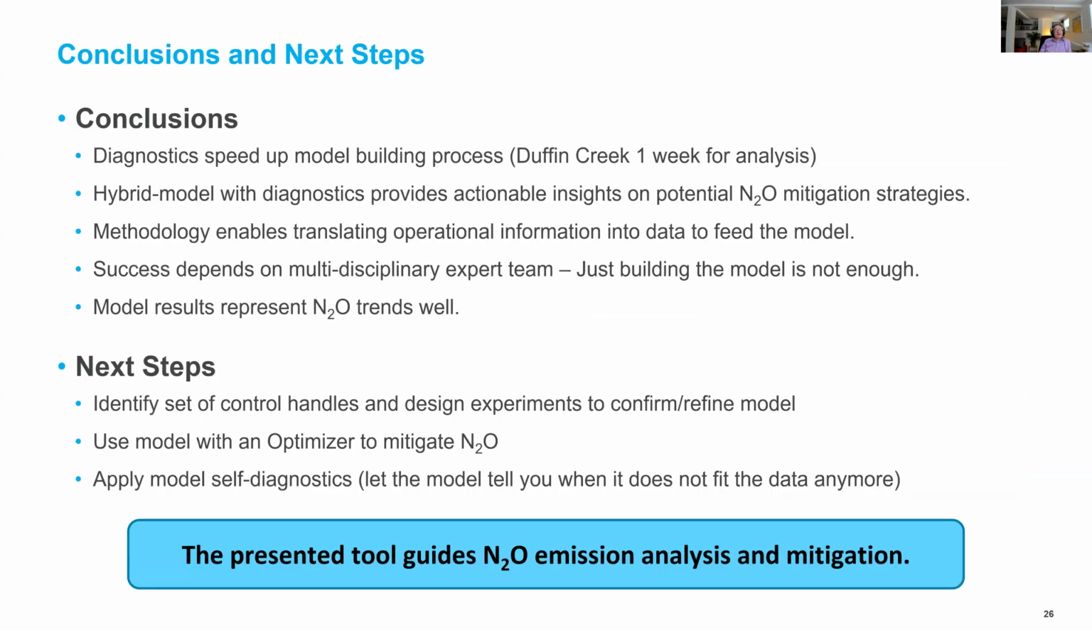Conclusions, again, so this was fast. We did that in one single week for Duffin Creek, right? And we are automating more. So we are confident that we can analyze data sets very, very quickly if we have the right expertise in the team. Key was really the diagnostics. And again, we use that to guide our work. The success really depends on the multidisciplinary team, right? So if you don't have people understanding the plant, you will fail. So we were in a very lucky position.